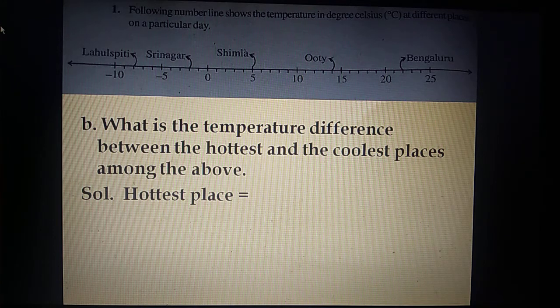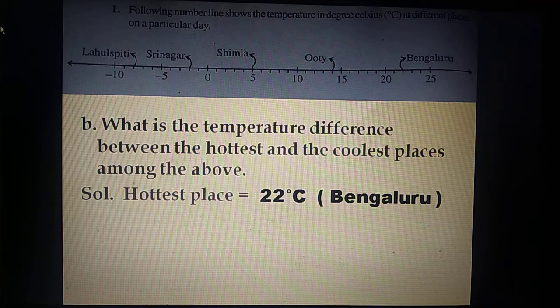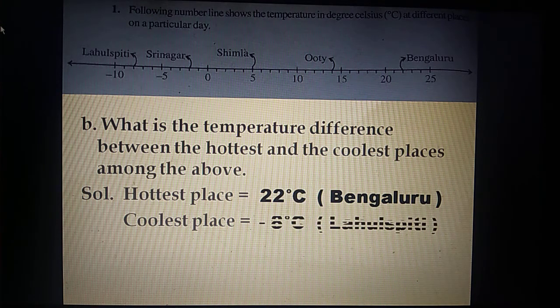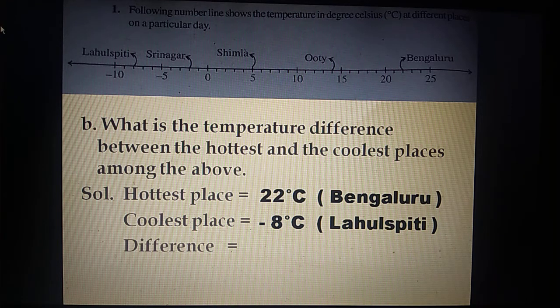So here you can see the temperature is 22 degrees Celsius and the city is Bangalore. Now the coolest place means the value which is the smallest, that is the leftmost value. It's minus 8. Now you are supposed to find the difference between them.